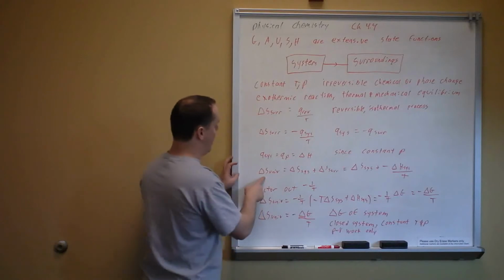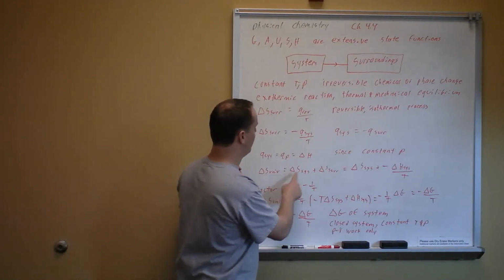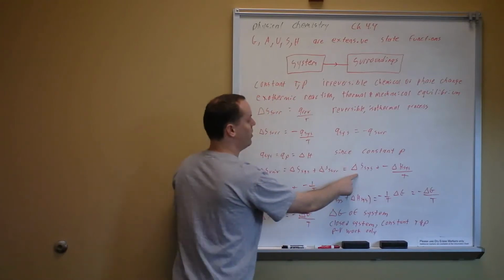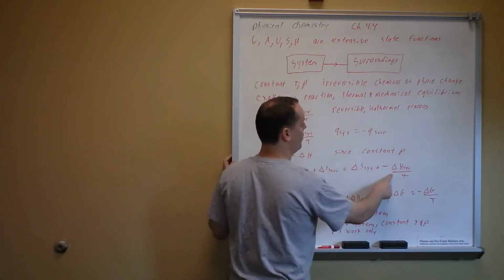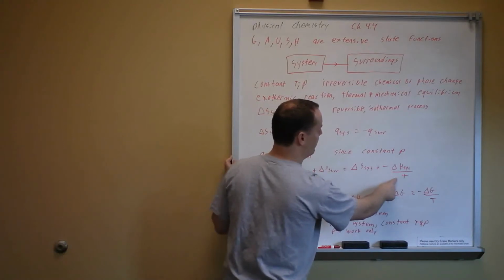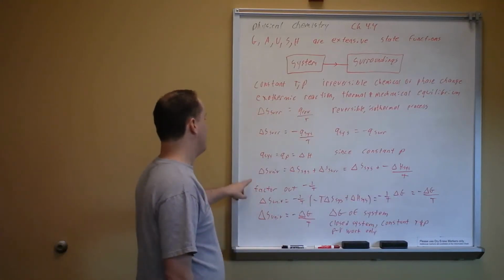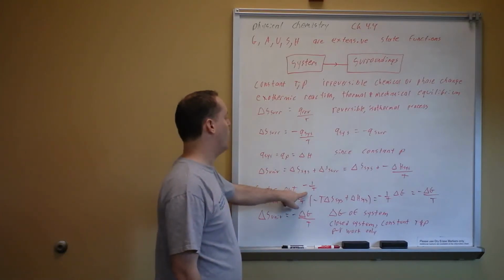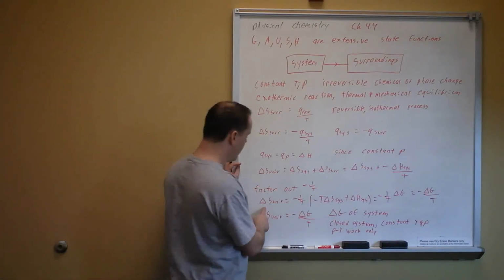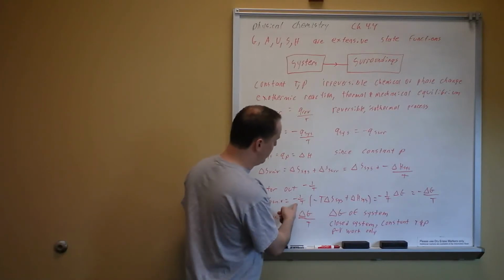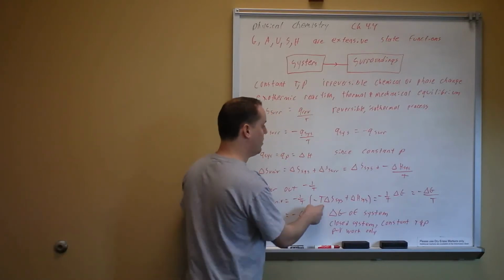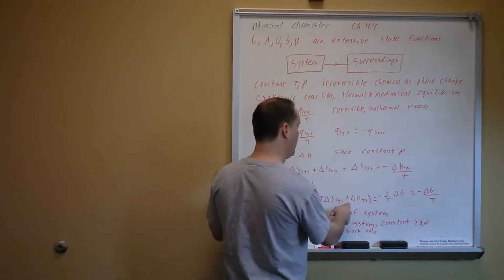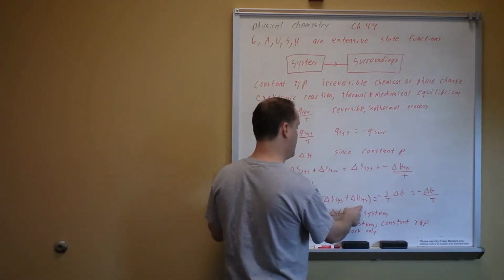Now we know, since S is extensive, that delta S of the universe is equal to delta S of the system plus delta S of the surroundings. So that's going to be equal to delta S of the system plus minus delta H of the system divided by T. Now we're going to take all that and we're going to factor out a minus 1 over T. So we're going to get delta S of the universe is equal to minus 1 over T times (minus T delta S system plus delta H system) divided by T.